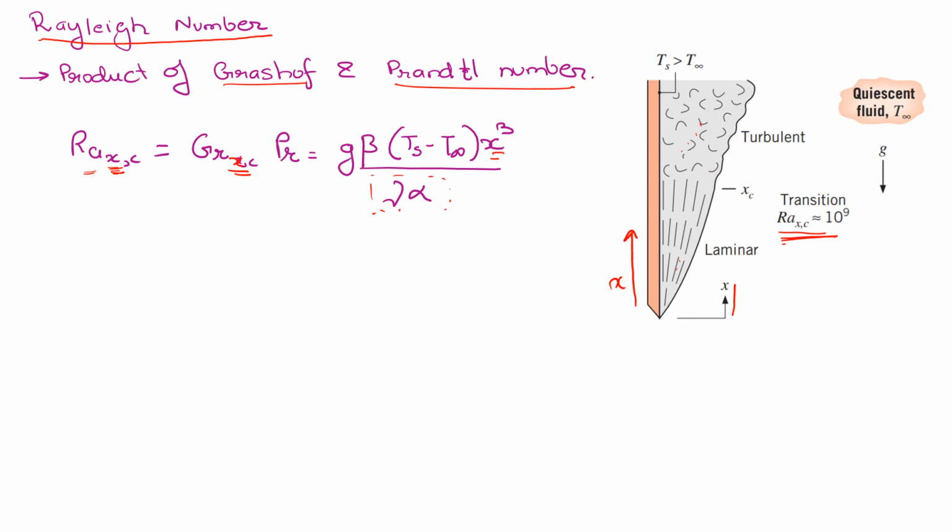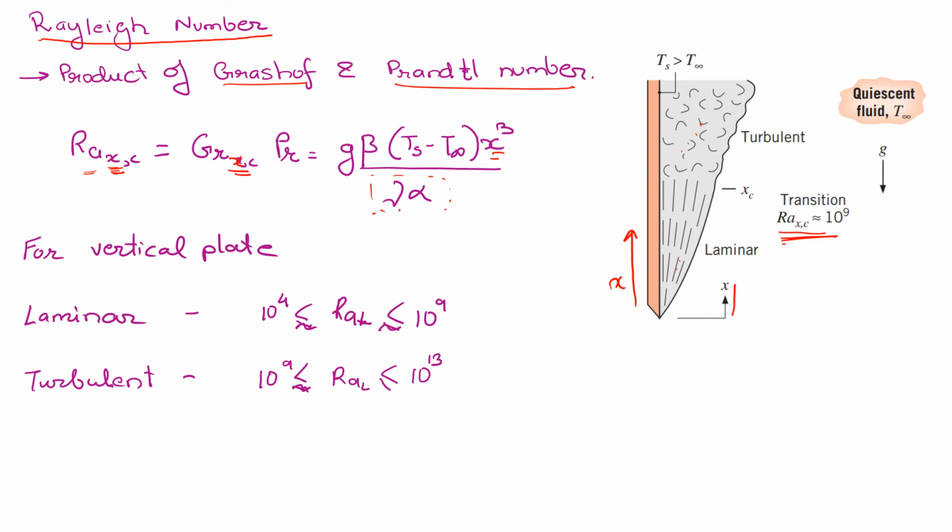So for a vertical plate, notice that we now have a subscript of L. That means we are looking at the entire length of the plate. Across the entire length of the plate, if your Rayleigh number is between 10 to the power 4 and 10 to the power 9, you will just have a laminar flow created due to free convection. And if it's greater than 10 to the power 9, your flow will be turbulent, and you will have to use your equations accordingly.